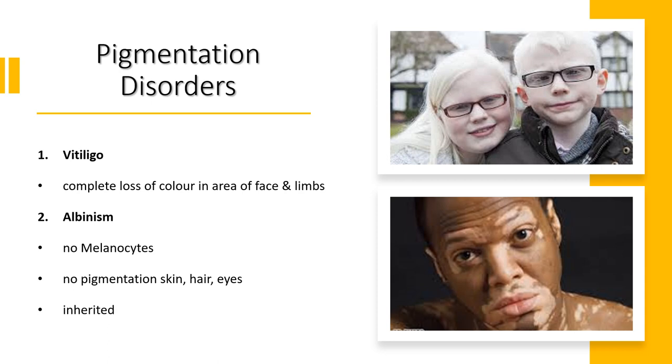Michael Jackson was the most famous person who suffered from vitiligo. Albinism is where there's a complete lack of melanocytes in the skin. So the melanocytes in the basal layer, or the stratum germinativum, are not producing melanin. So there's no pigmentation in the skin, the hair, or the eyes, and this is an inherited condition. So that's albinism, or an albino, has no melanocytes, no colour in the hair, skin, or eyes.